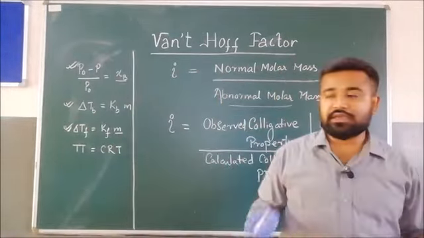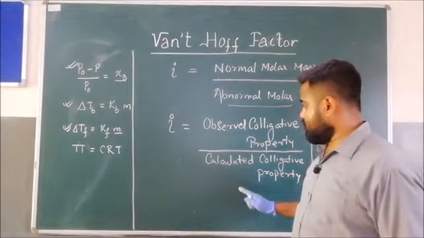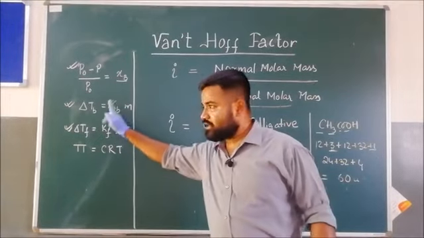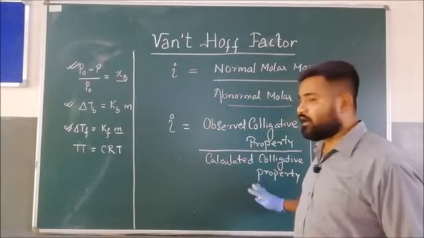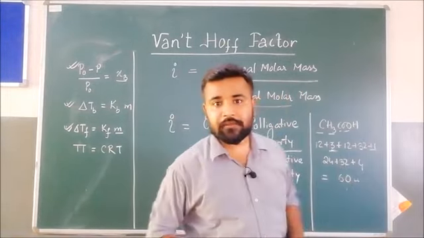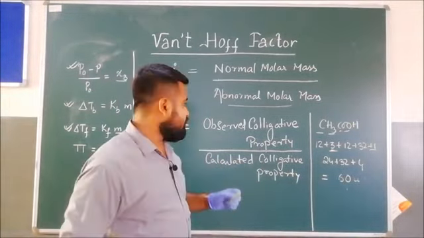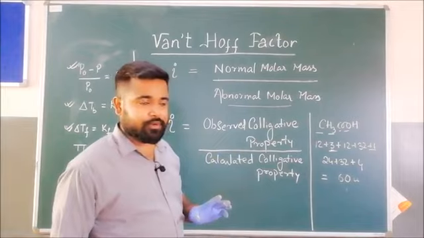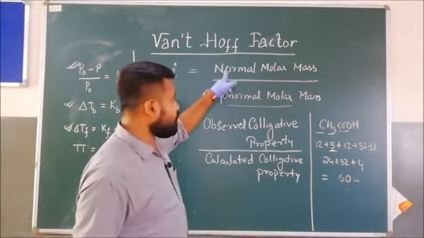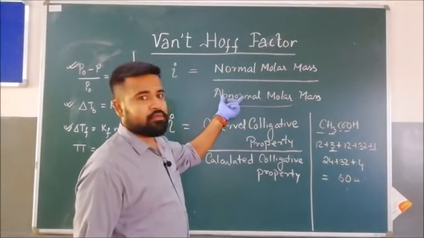So how can we justify the observed and calculated? Remember, calculated means we are getting it from this formula, that is the calculated colligative property, and observed means experimentally, when we are doing the experiment, whatever value we observe, that is called the observed colligative property. So the easy way to remember: here normal molar mass, but observed colligative property is the abnormal one.